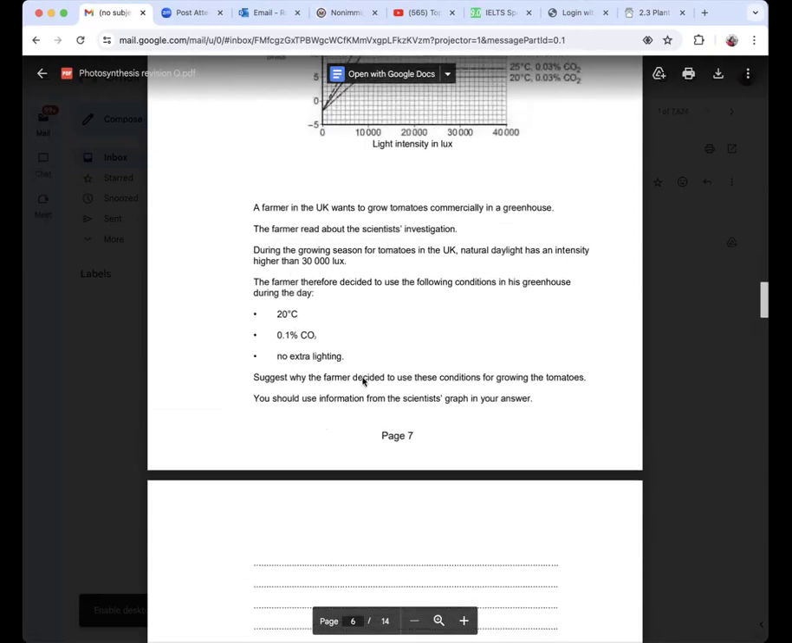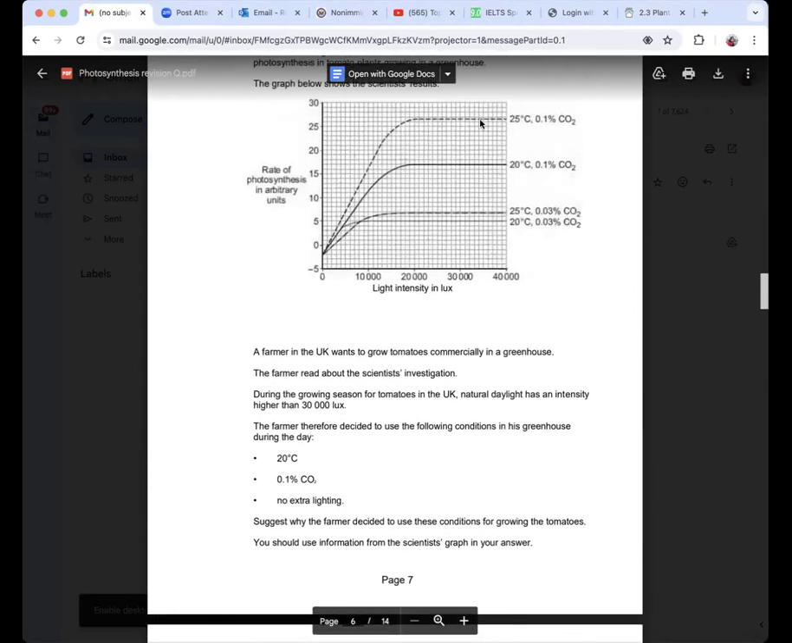So can we say that the farmer decided to use this condition firstly because he wanted to make maximum profit, right? Because if you look at these conditions, there is no extra lighting. If the farmer provides extra lighting, that would accommodate more cost, a lot more costly. So to make more profit, to make the process cost effective, that's one point.